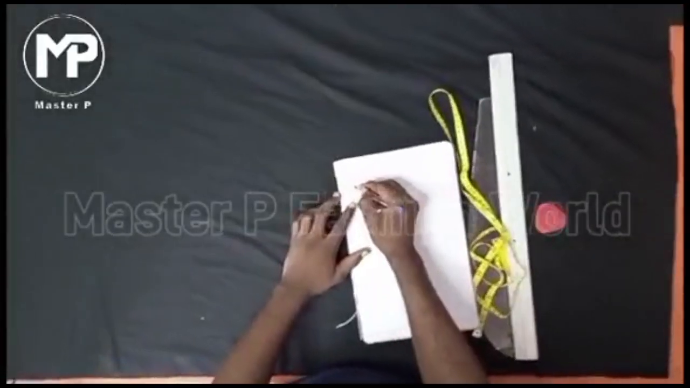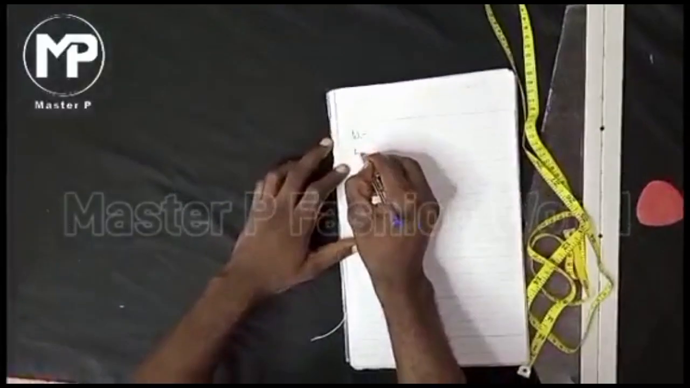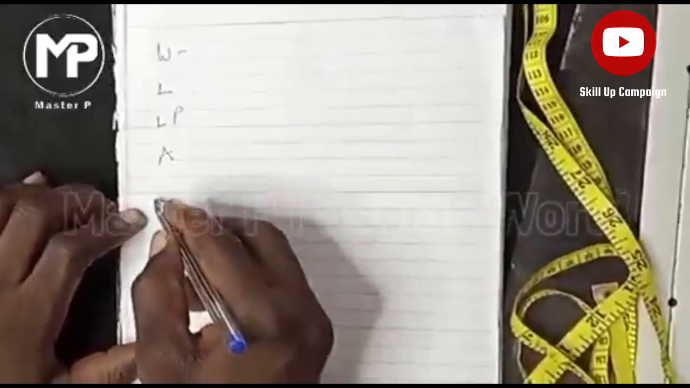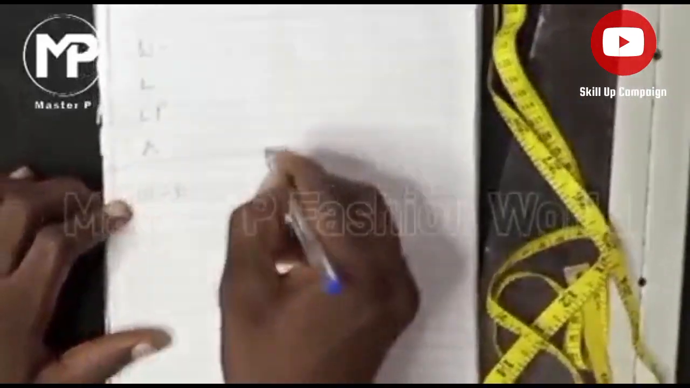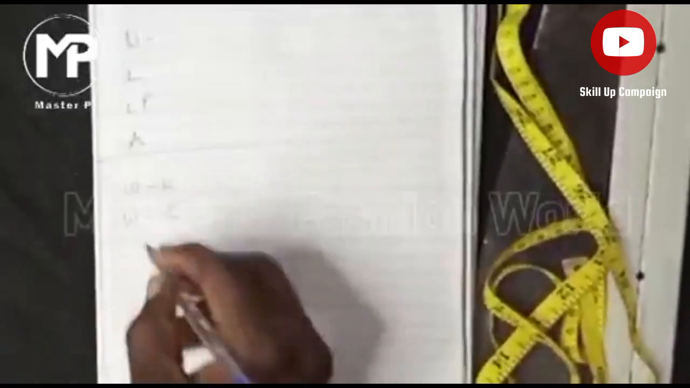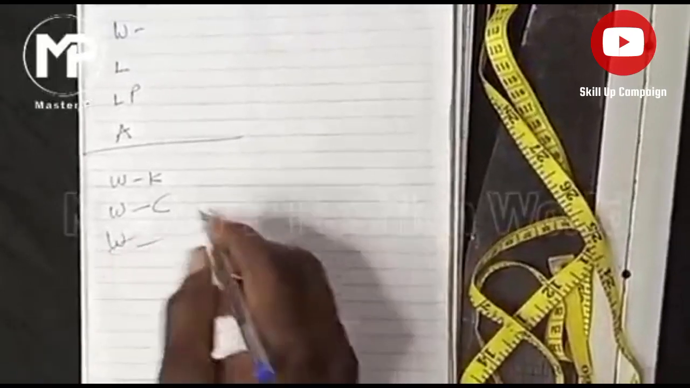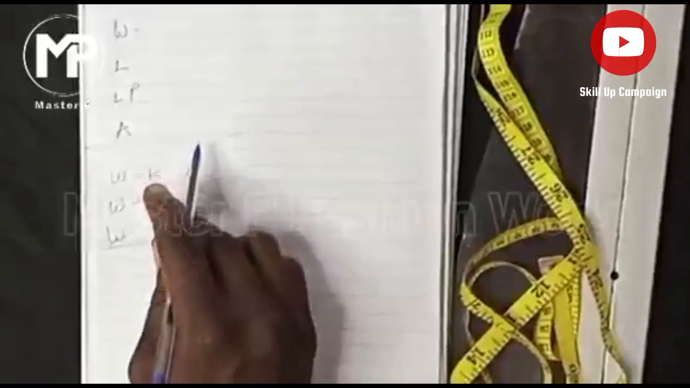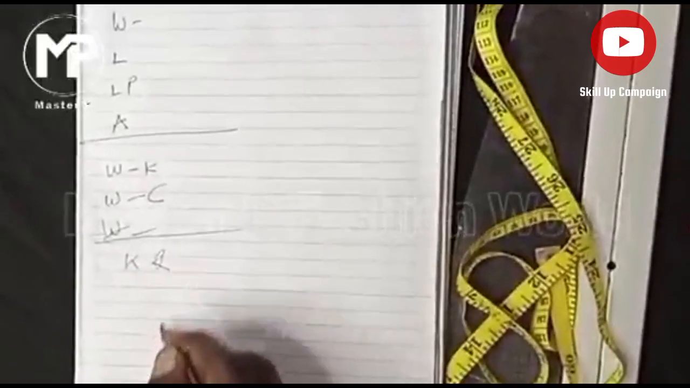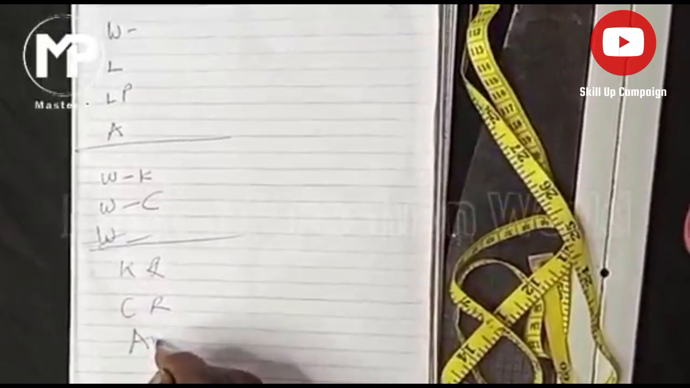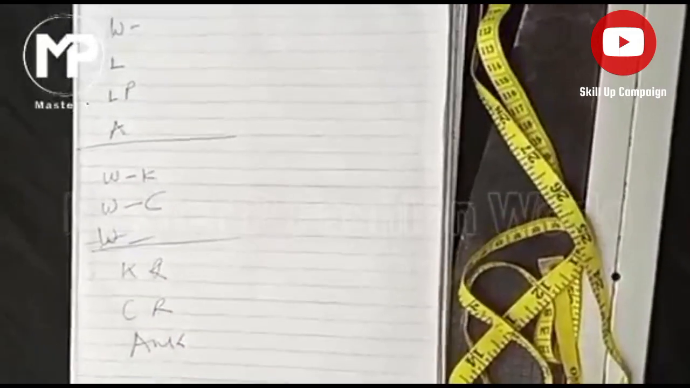Already we know the measurements we use, which are waist, length, lap, ankle, and waist to knee. Waist to knee, waist to calf, and so on. Then we have badge A, badge B, knee roundness, calf roundness, and ankle roundness. So that is it.